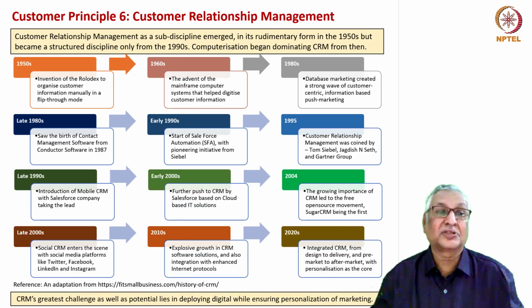Customer principle 6, customer relationship management. Customer relationship management has emerged as a sub-discipline of marketing. The discipline was in rudimentary form in the 1950s but became a structured discipline from the 1990s. Computerization began dominating CRM from then. Let us look at the journey. In 1950s, Rolodex was invented. It helped companies organize customer information manually in a flip-through mode.